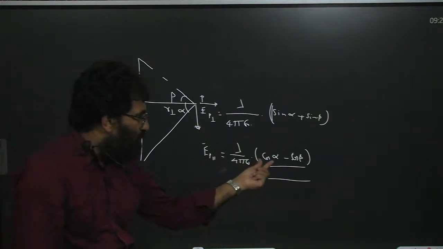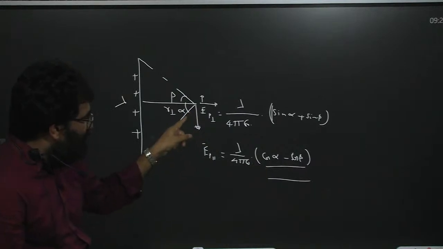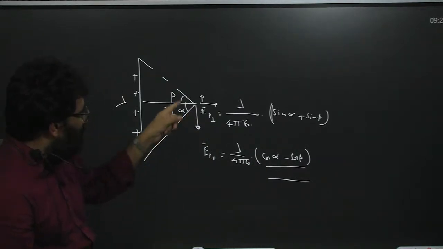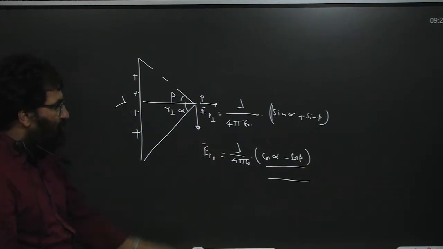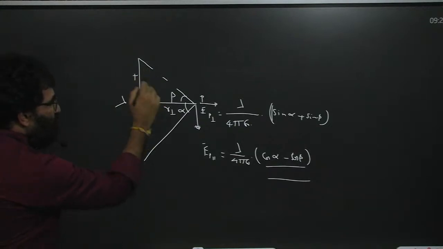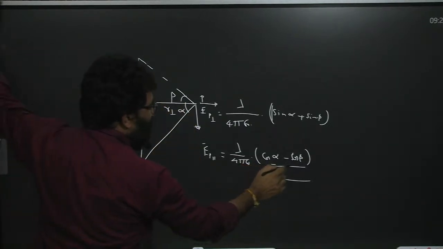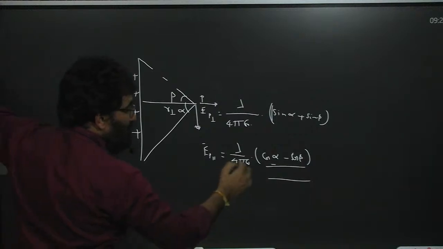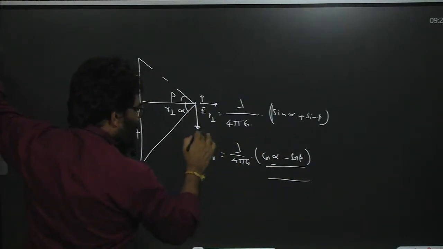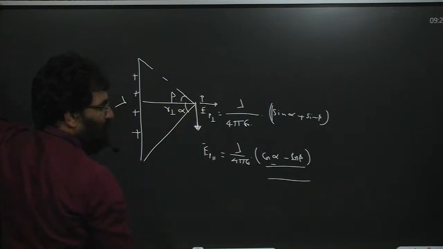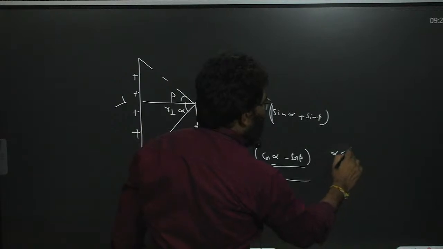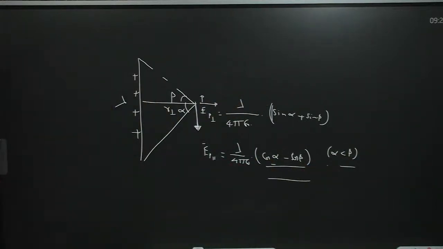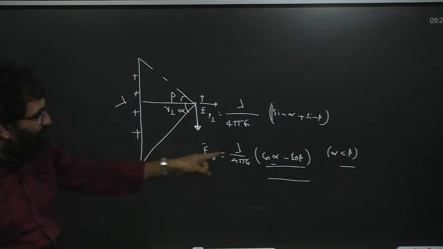So always you remember cos alpha. If alpha is less than beta, field is in which direction? Always remember, this can exert more force. If alpha is less, definitely cos alpha is more, so always take the positive sign: if alpha is less, it is along this direction; if alpha is more, opposite direction. Here alpha is less than beta, so the field direction I am showing here, cos alpha is greater than cos beta.